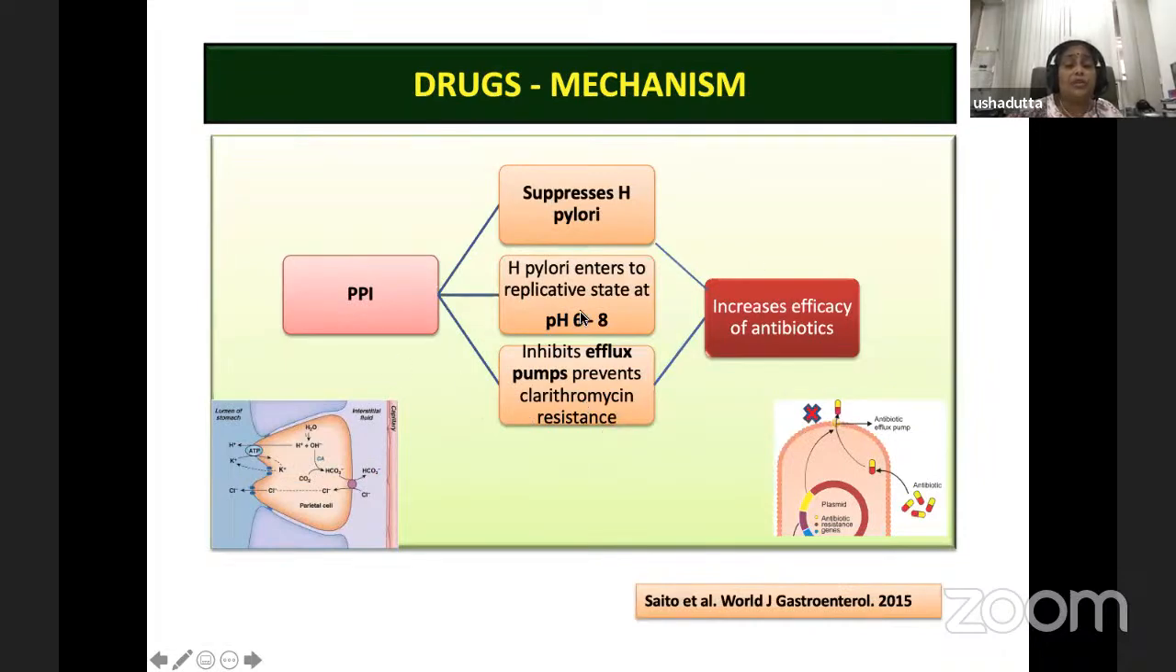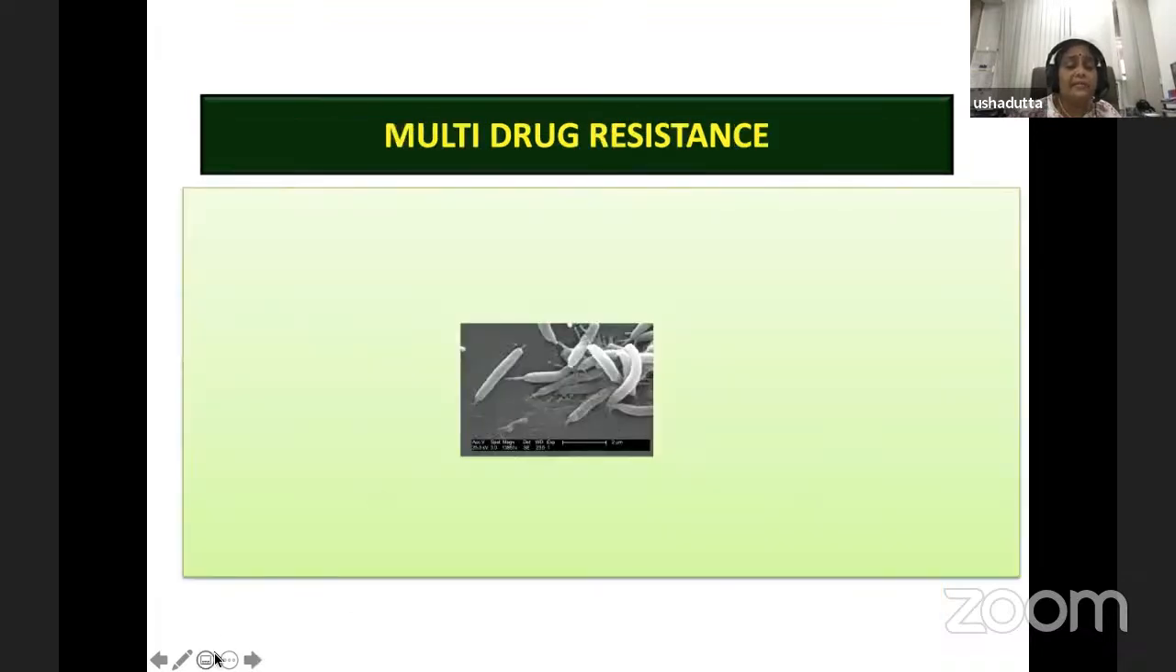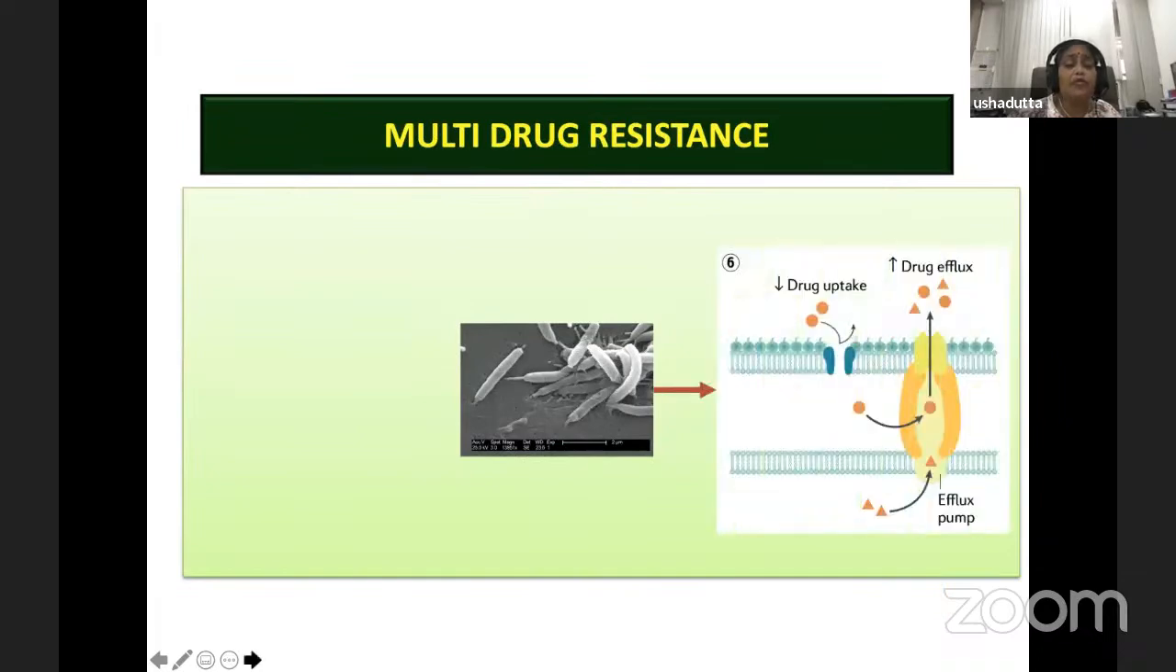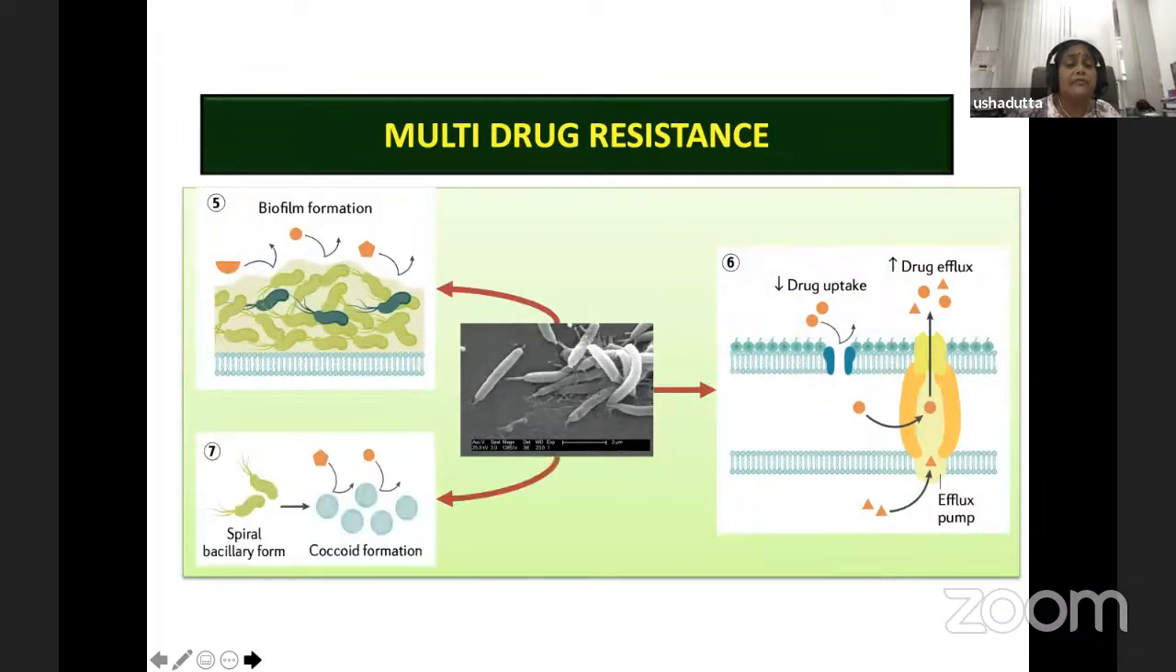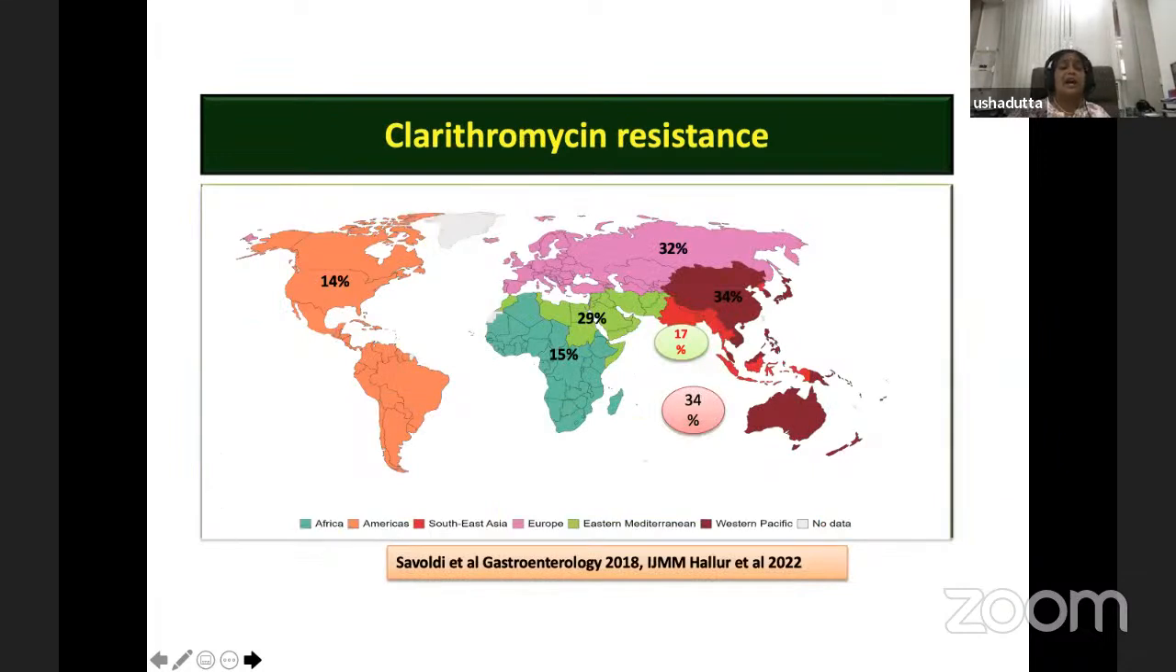PPI is a cornerstone in the management, and it suppresses H. pylori. H. pylori gets into a replicative state and the acid reflux pumps are inhibited. There's emerging multi-drug resistance due to biofilms, and this is becoming a very big problem in our country. And clarithromycin resistance is increasing.